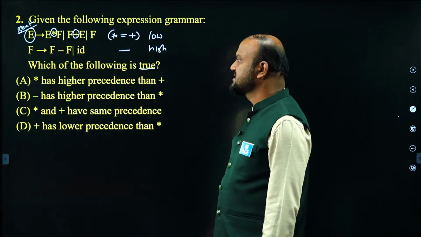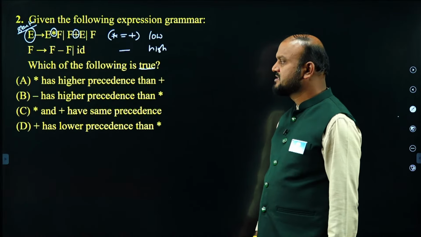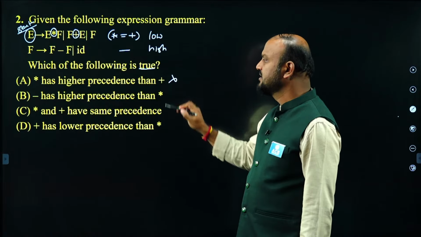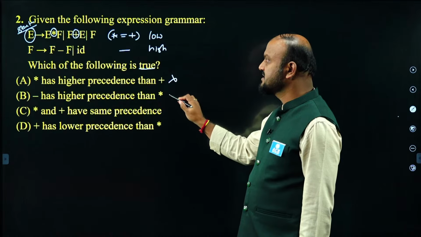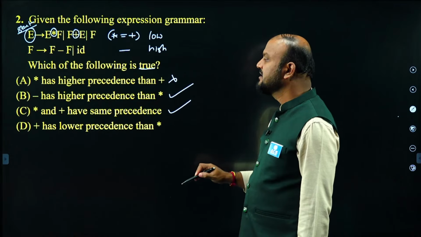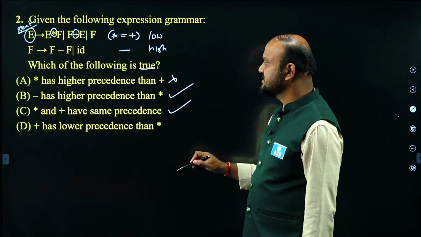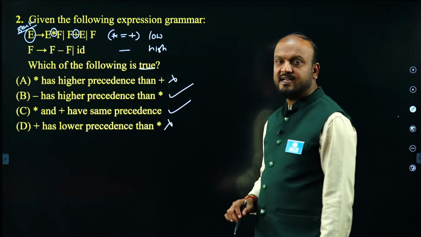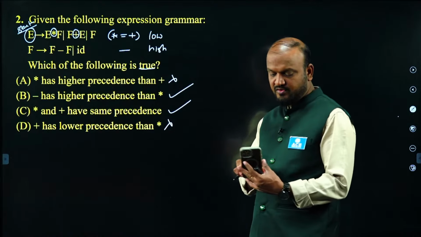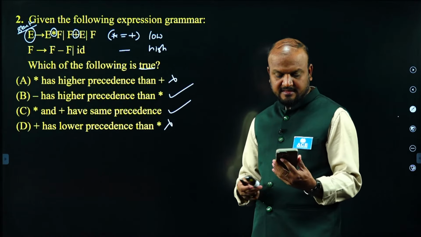Now you have to check which is true. Star having higher precedence than plus, no, it is wrong. Minus having higher precedence than star, correct. Star and plus having the same precedence, correct. Plus has lower precedence than star, wrong. So what are the correct answers? Both B and C are the correct answers for the question. Okay, done.